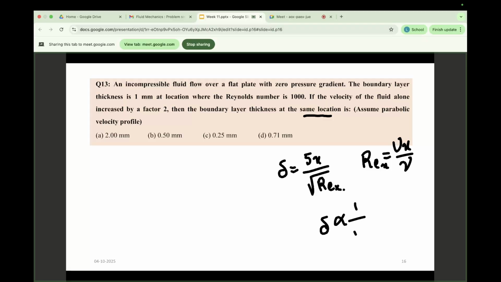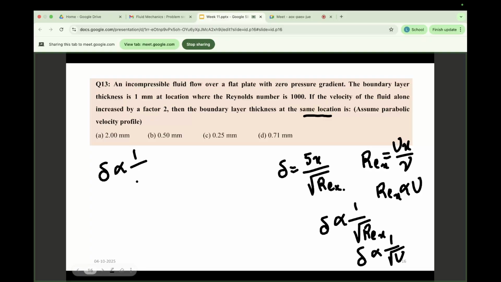So I can write delta is proportional to 1 by root of Reynolds number. Again, x is constant and nu is constant, so only U is variable. So that means delta is proportional to 1 by root U, right? So now you can solve this one. Use this to solve this.